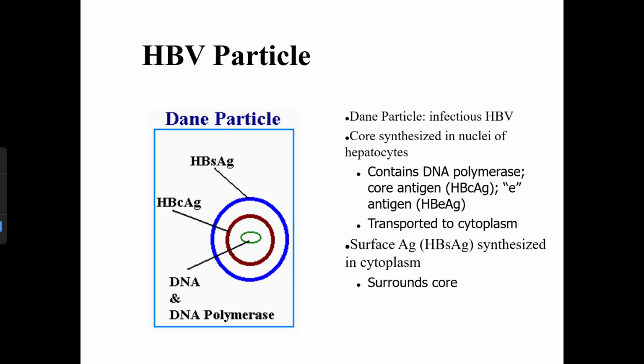So there are 2 different antigens to make note of. The core antigen is specified by the C. So HB is for hepatitis B, C is the core antigen. And then there is the E antigen, HBeAg. So hepatitis B E antigen. It's transported to the cytoplasm. The surface antigen, HBsAg, is synthesized in the cytoplasm, and that surrounds the core. So hepatitis B surface antigen. And it's very important to pay attention to this little c, the little e, and the little s.